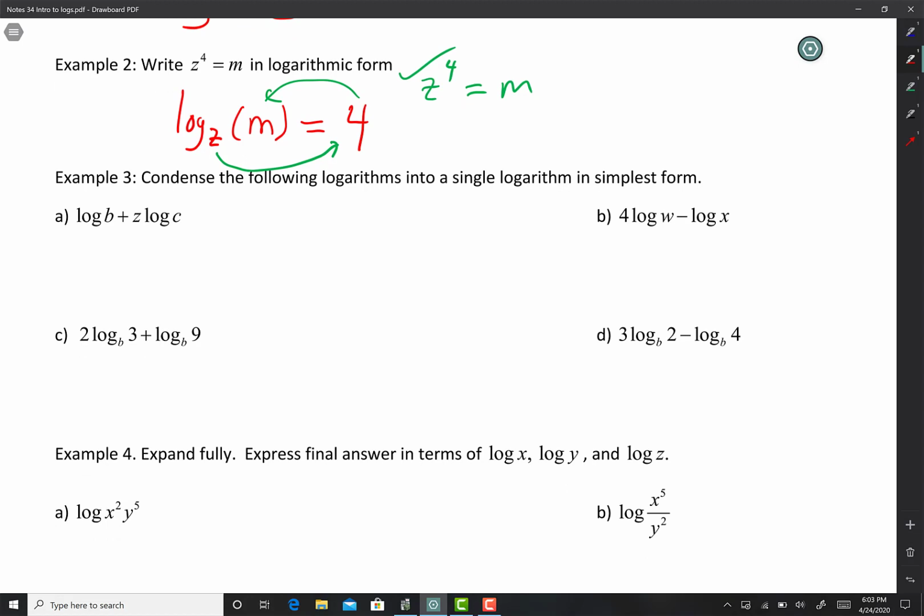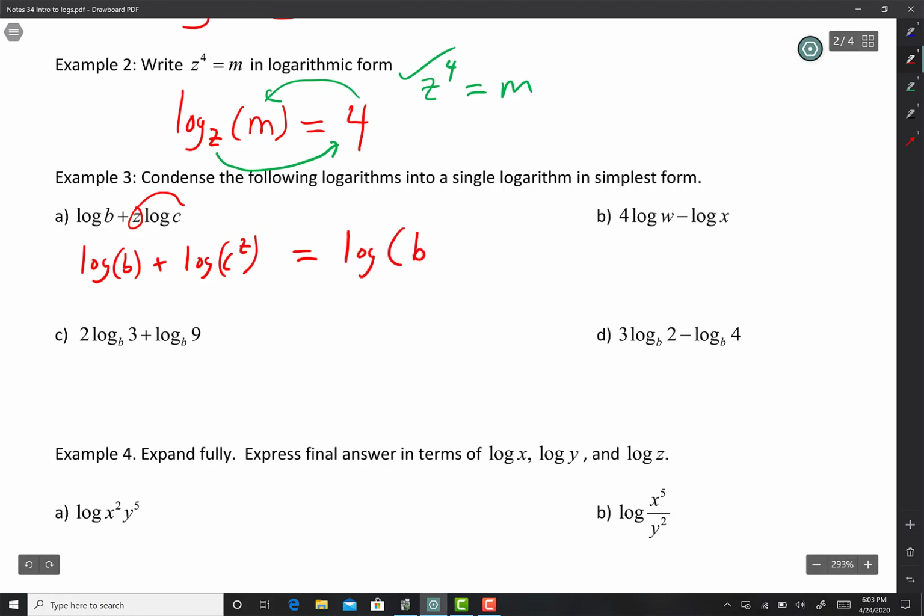So here we go. Condense the following logarithms into a single logarithm in simplest form. I have a plus there, guys, so that means log, and then I have the base. The bases are the same. The first thing I'm going to do is move that Z to where the C is. I should have used a different letter than Z and C because they sound the same, right? Log base B plus log of C to the Z power. I probably should have used parentheses, like so. Now I'm going to combine them. The logs are the same, so I'm going to write log, open parenthesis, B times C to the Z power, close it. And there it is. Single log.